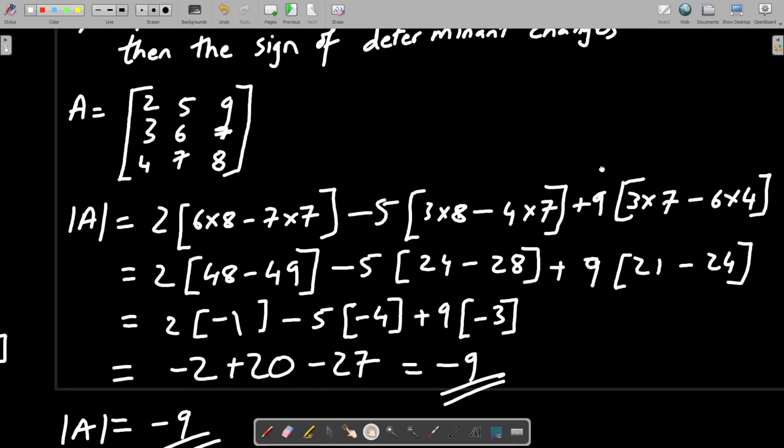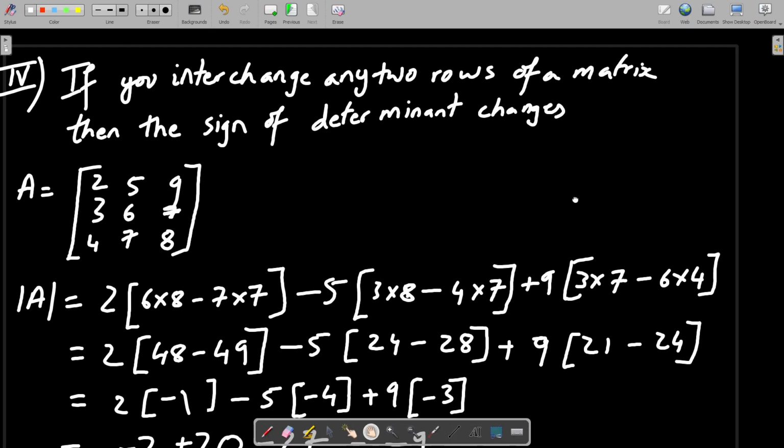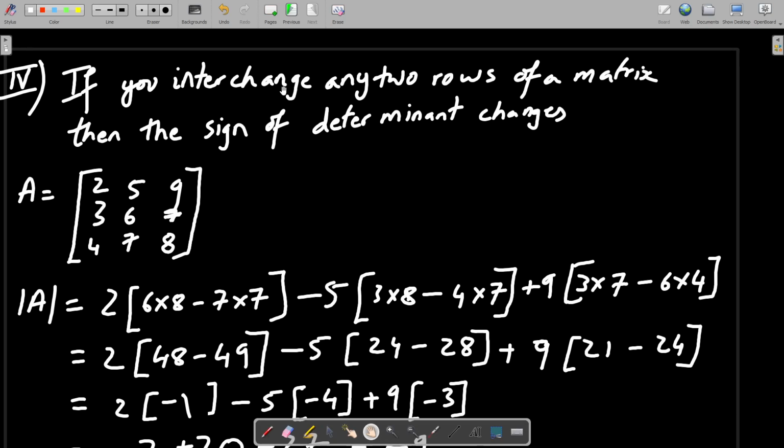So this is the property which said that interchanging any two rows of a matrix, the sign of the determinant changes. Same thing holds true for columns also. Just write in bracket, it's true for columns also. Any two columns, but don't interchange a row and a column. That can't be done. So rows you interchange with rows, columns with columns. So this property holds true that the determinant will change only in sign.